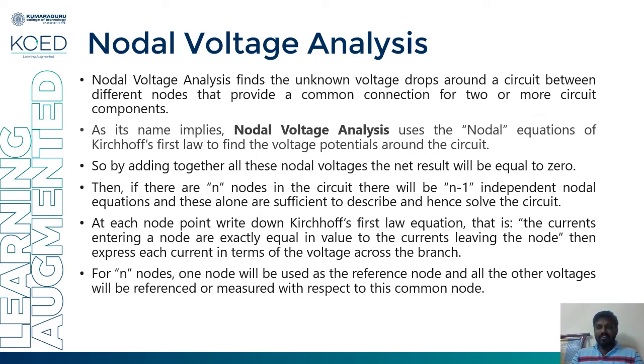If there are n nodes in the circuit, there will be n minus 1 independent nodal equations, and these alone are sufficient to describe and hence to solve the circuit. At each node point, write down the Kirchhoff's first law equation: the current entering a node is exactly equal in value to the current leaving the node. Then express each current in terms of voltage across the branch. For n nodes, one node will be used as a reference node and all the other voltages will be measured with respect to this common node.